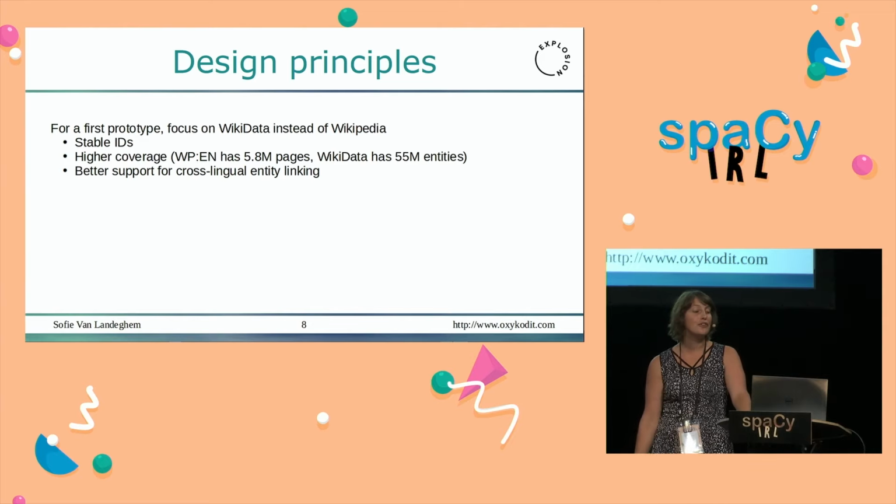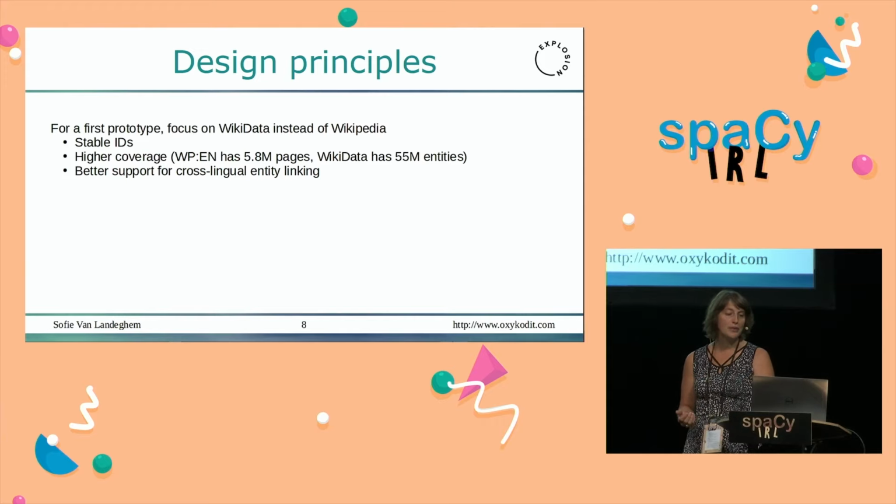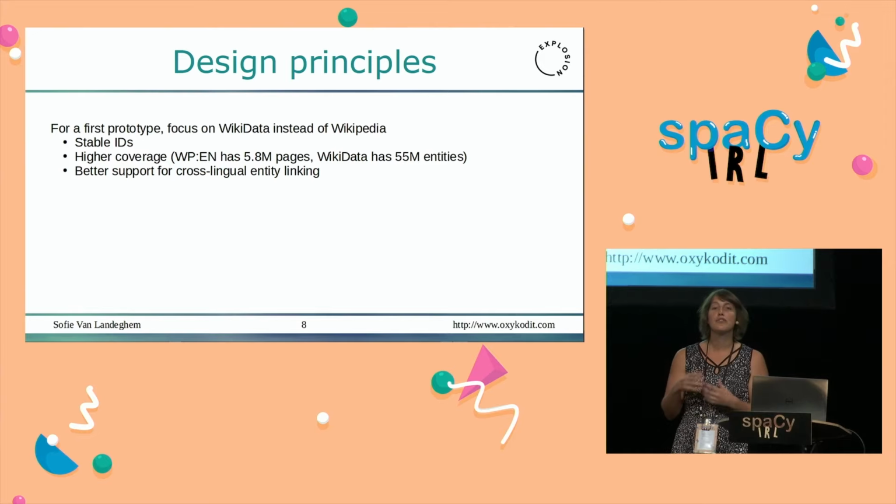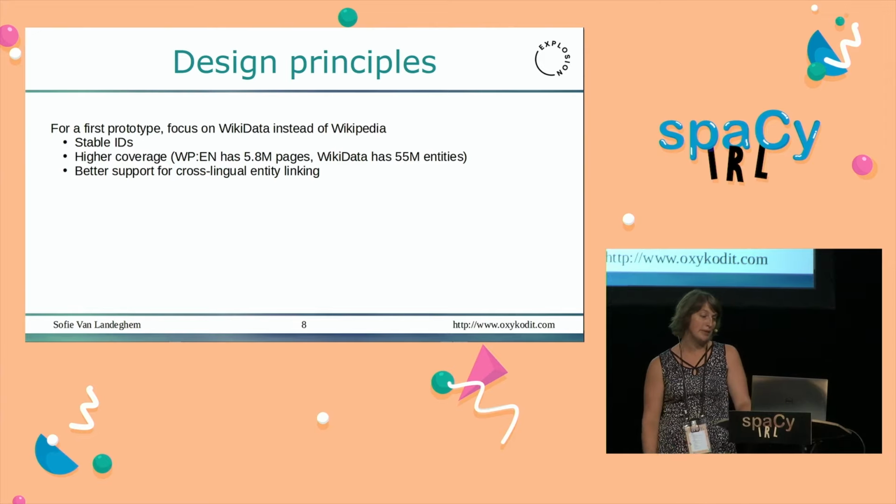So as I said, for a first prototype, we will be focusing on Wikidata. I'm saying instead of Wikipedia, it's more sort of on top of Wikipedia, because we will also be using some data from Wikipedia. The main advantage being that then we'll have stable IDs, there's a higher coverage, and also better support for cross-lingual mapping once we go further than just English.